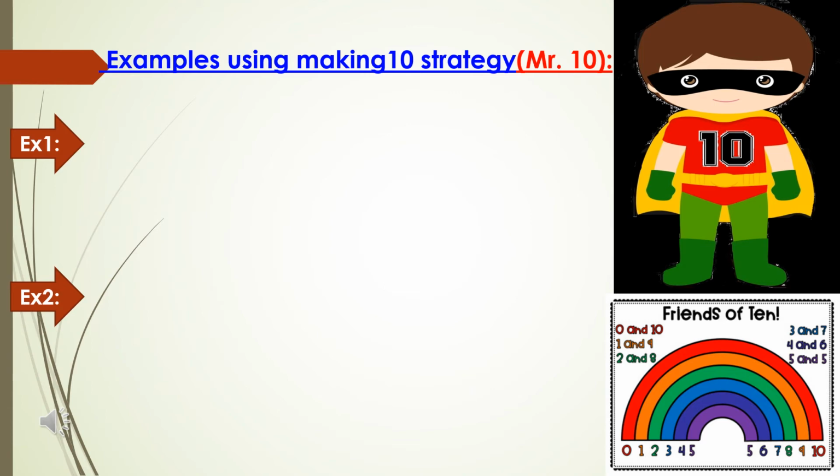We studied this in which strategy? 10 plus 4, huh? Adding and subtracting 10. We learned that 10 plus 4 is 14.